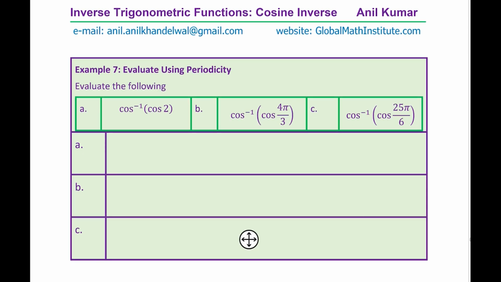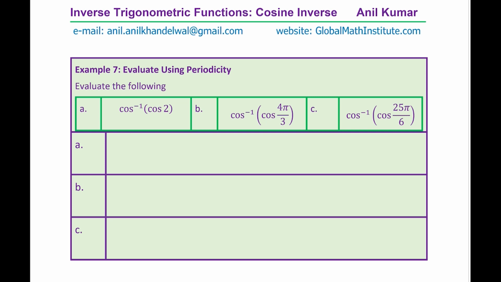Here is question number 7. You need to evaluate these expressions. Use the concept of periodicity to find the answer. A. Cos inverse of cos 2, B. cos inverse of cos 4 pi by 3, and C is cos inverse of cos 25 pi by 6. You can pause the video and answer the question.